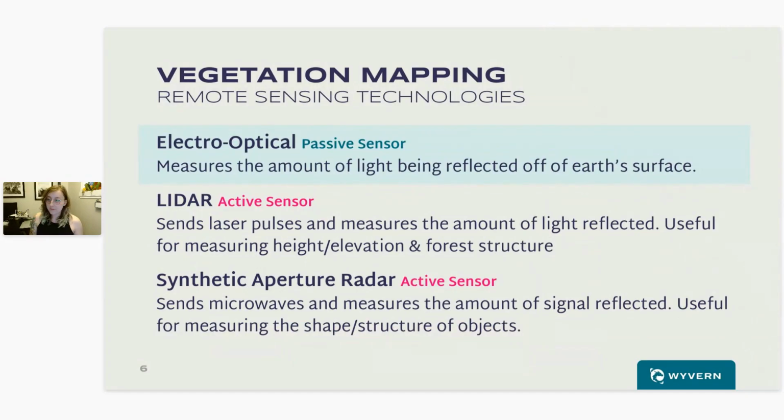In terms of remote sensing technologies, there's a couple at play. Two groups are passive and active sensors. You have electro-optical, which are passive sensors, essentially a camera, measuring the amount of light being reflected off the Earth's surface. That's what hyperspectral is, the blue box. And then you've got active sensors like LiDAR, which sends laser pulses down and measures the amount of light returned, which is really great for understanding height, but also forest structure, including the understory, which is exceptionally cool. And then synthetic aperture radar, also fantastic for measuring the shape and structure of objects. I think hyperspectral is a fantastic data source. LiDAR and SAR are also fantastic data sources. Merging them makes something even more incredible.